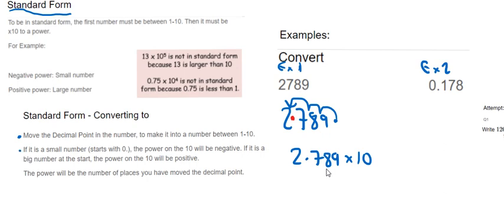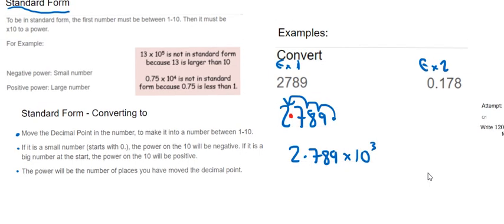And then if you look at the last step, the power will be the number of places that you've moved the decimal point. In this case, I've moved it 1, 2, 3 places. So 3 will be my power. So times 10 to the power of 3. So 2.789 times 10 to the power of 3. That's what 2789 is in standard form.